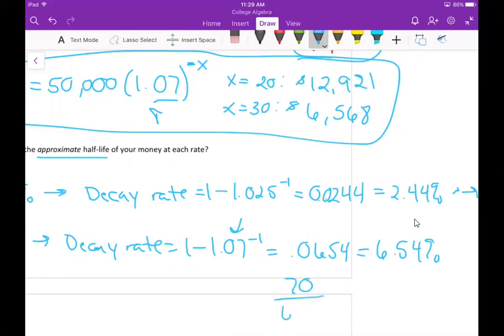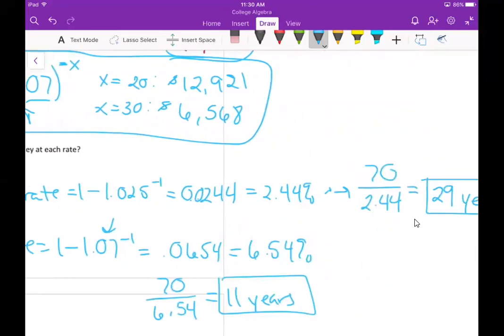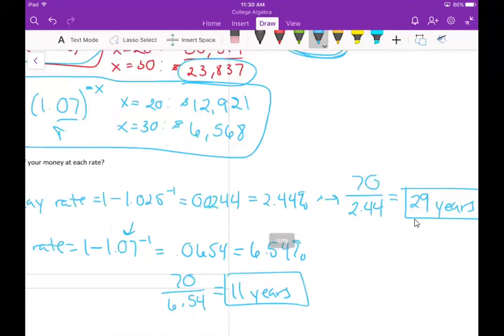So we'll take 70 divided by 6.54, always the percentage as is with the rule of 70, and we get about 11 years there. So it'll only take 11 years versus 29 years at that higher inflation rate for our money to decay in half, for the buying power of our money to decay in half.